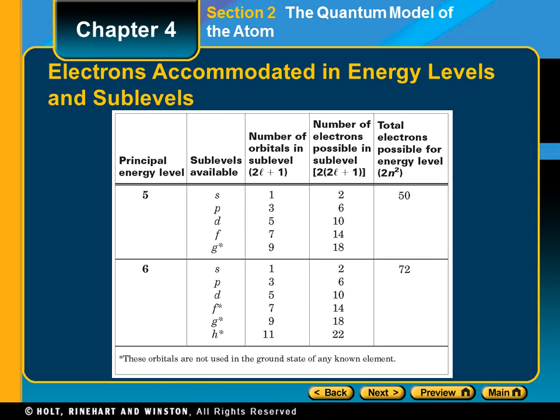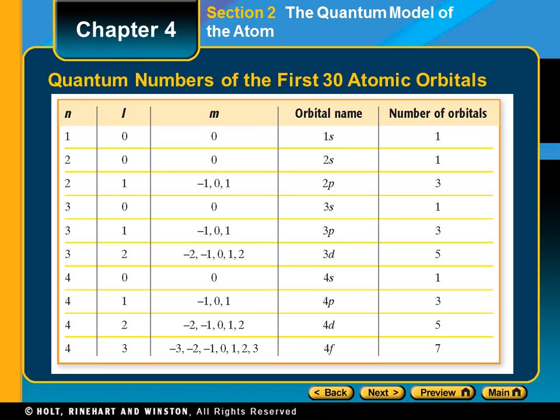Notice the asterisks. In most cases, we get beyond f, and they're not really needed in the ground state. And then finally, we have this chart, which will describe in a different way the orbital name, the n, the l, and the m numbers, and the number of orbitals in each one. Now we're going to take all of this, guys, and put it together in the last section. We'll see how this plays out in describing these atoms and their electrons.